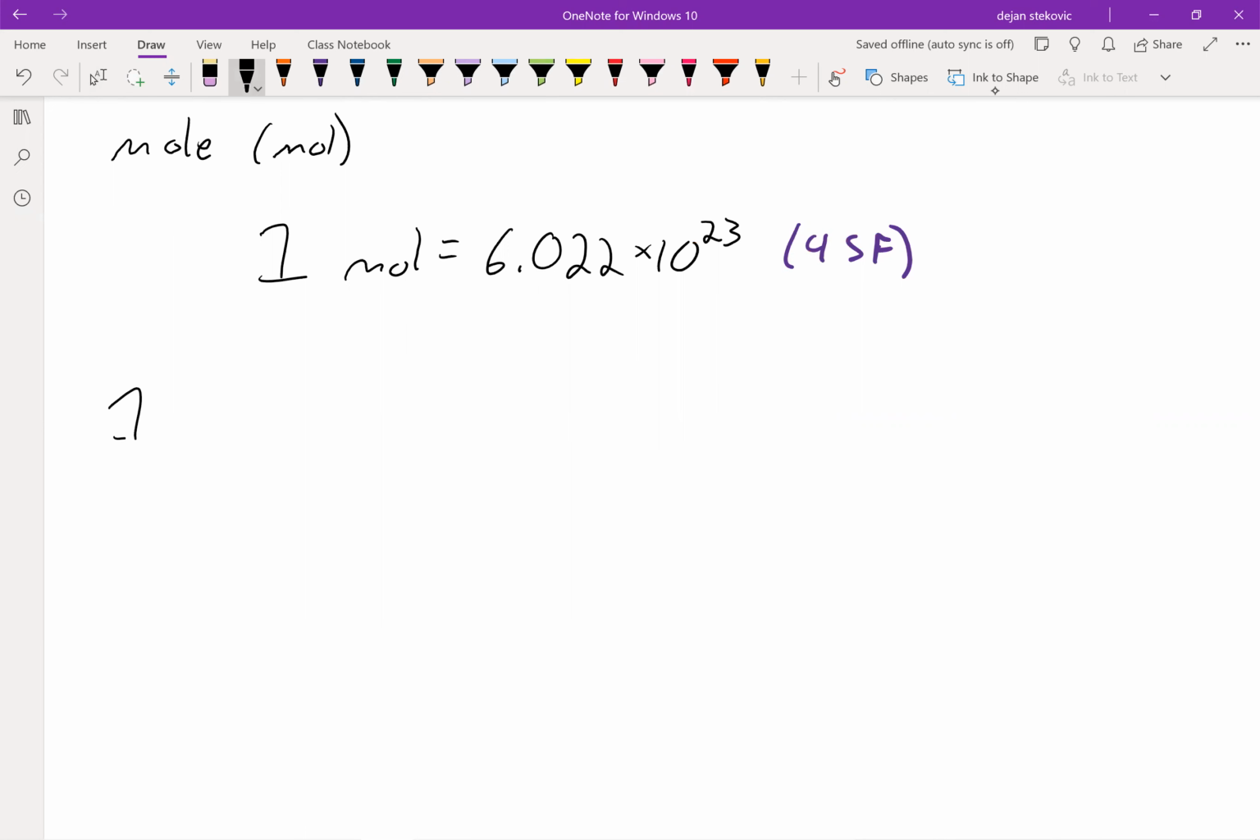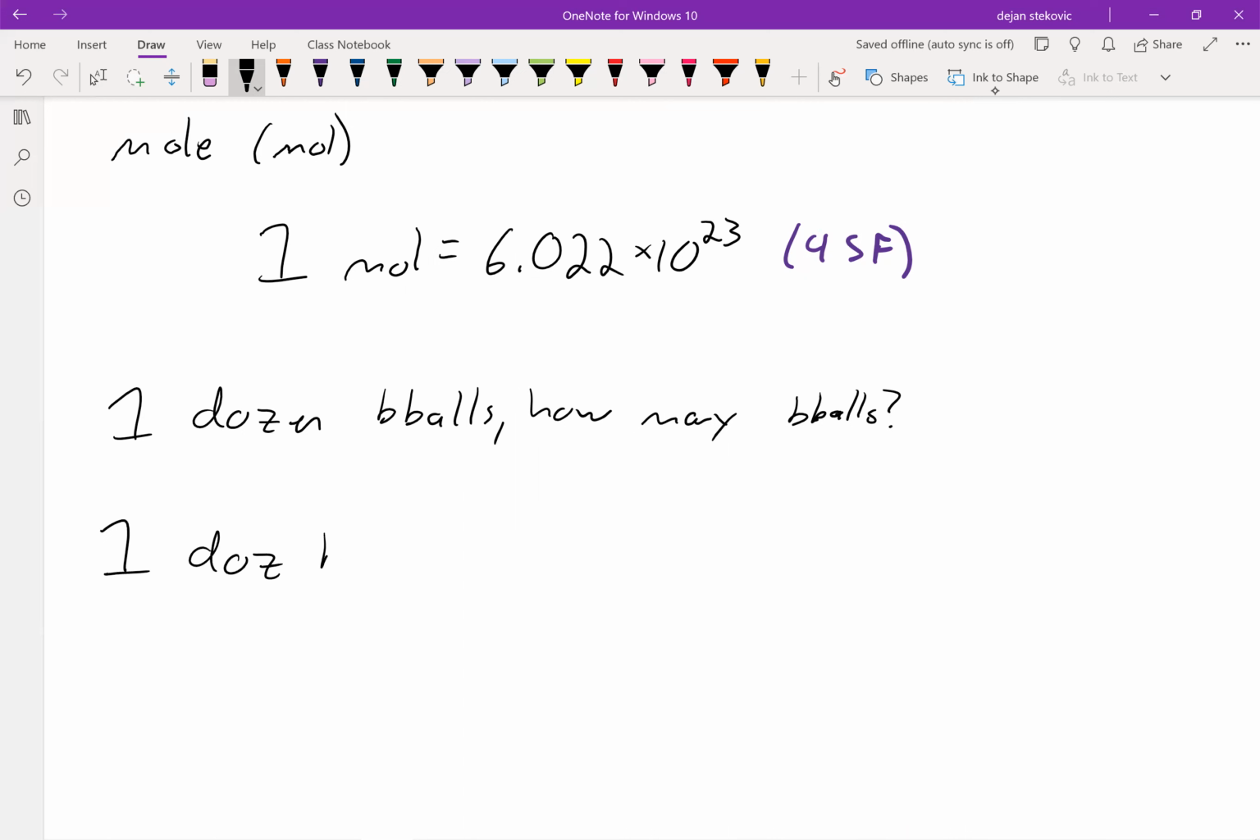So for example, if you had 1 dozen basketballs, I'm just going to call them B-balls for short, how many basketballs do you have? Right, and obviously you can just say 12, but if you show it in the mathematical way, you have 1 dozen basketballs, and then you'd use your conversion factor, right? 1 dozen is equal to 12, and so you have 12 basketballs.